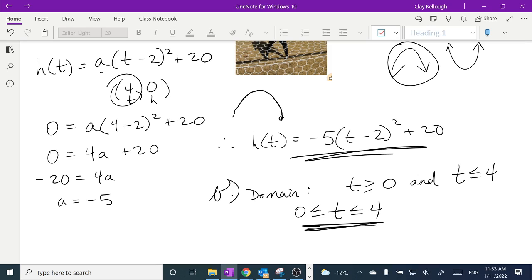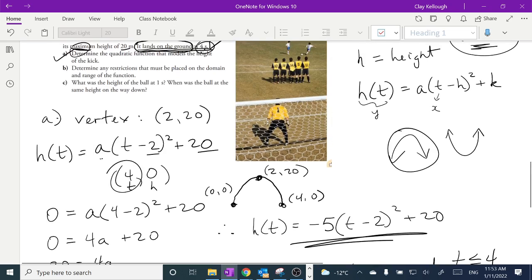And we know this point is 4, 0. And we know this point, I guess, is 0, 0. At time 0, it has 0 height. And this point here, what was this point? Oh yeah, 2, 20. That's my parabola. Okay, and what was the C question?